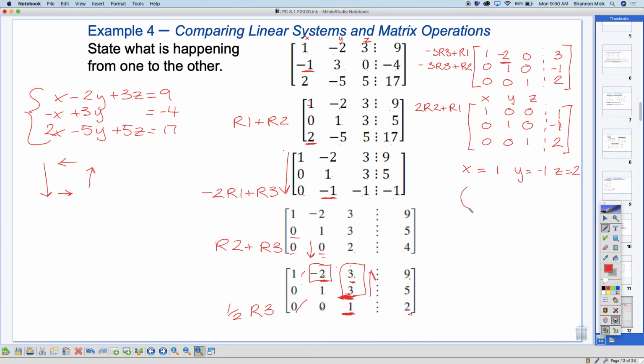So my ordered triple is 1, -1, 2. We figured it out. Do you see how this process is cleaner than what you've been doing? Yes. It may take a minute and a little bit more writing, but it is a lot more organized. And you just go through the process.